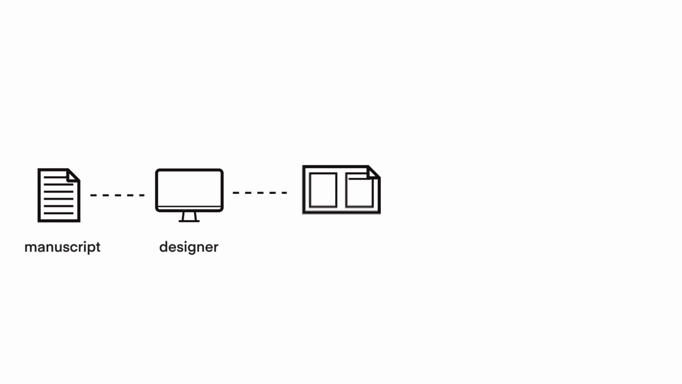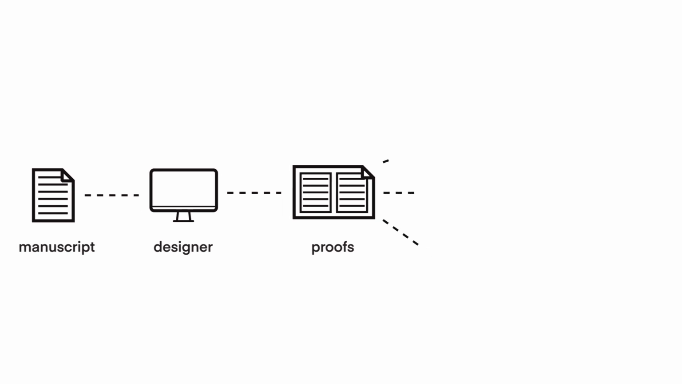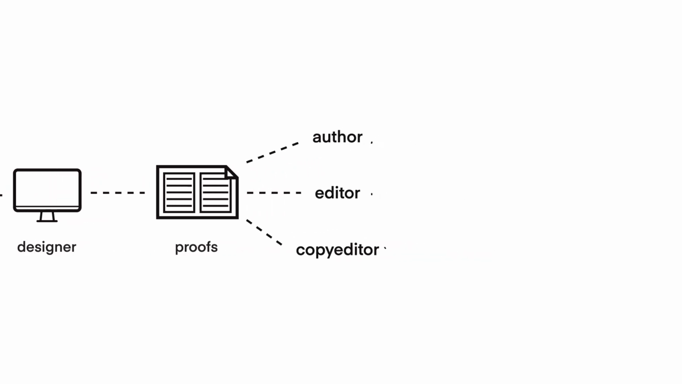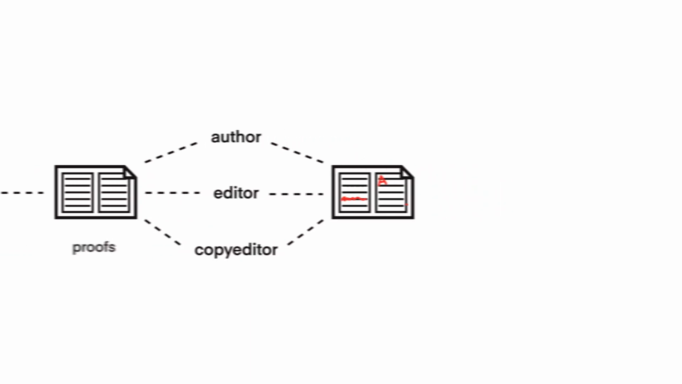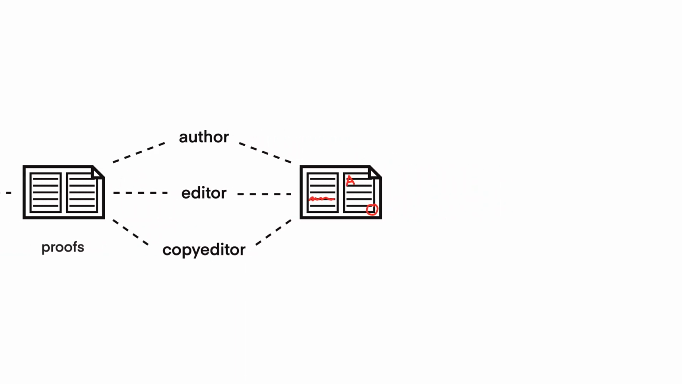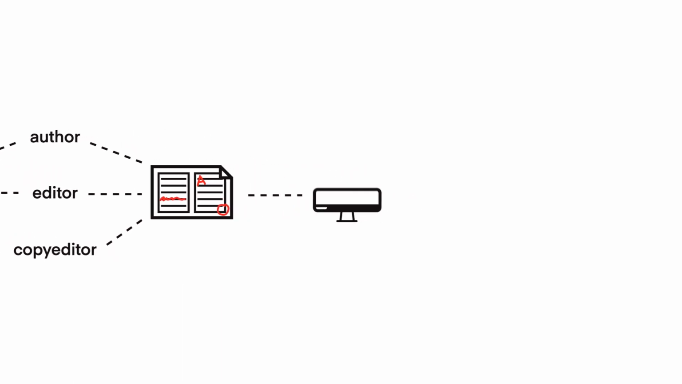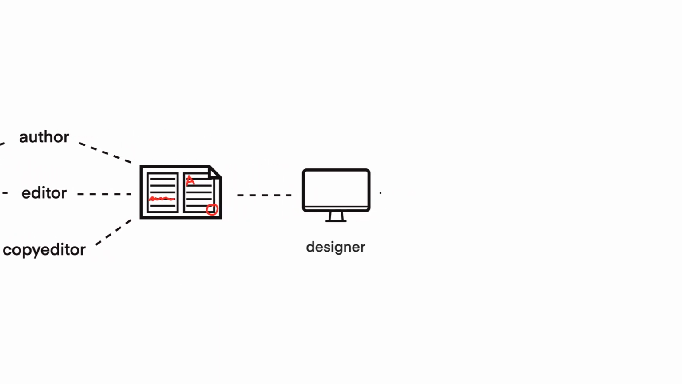The designer then sends first page PDF proofs through to the editorial team. Depending on the size of the project, this could just be the author, or it could be multiple people adding their comments and corrections. The marked up PDF is sent back to the designer to manually take in each correction.